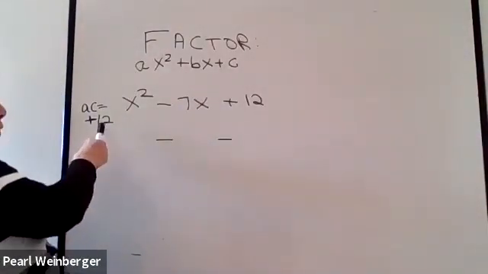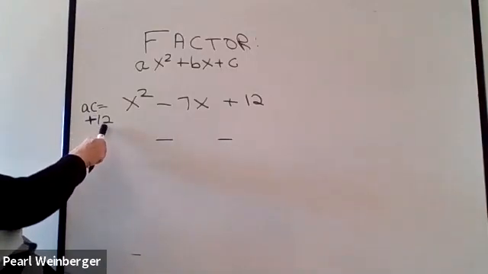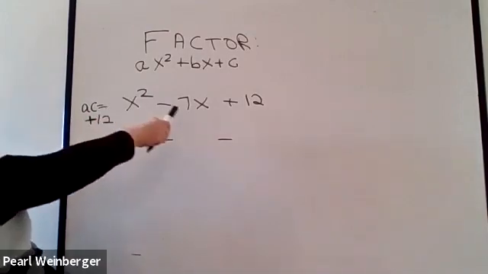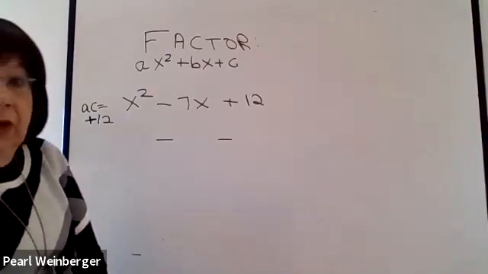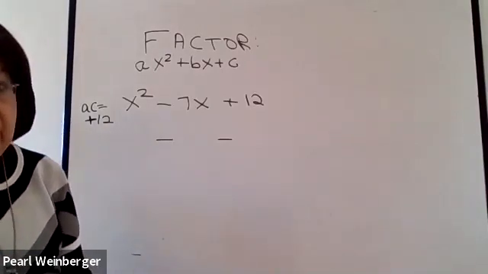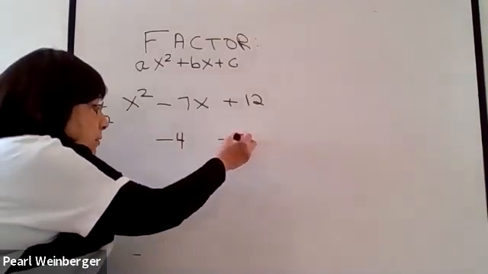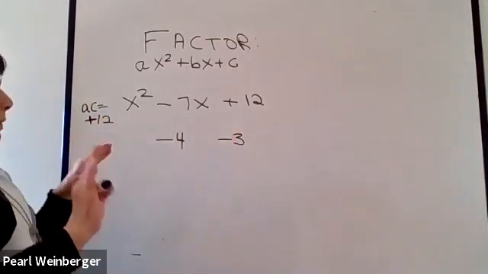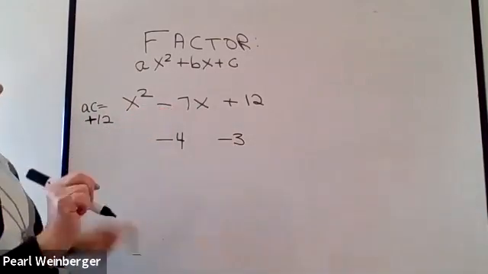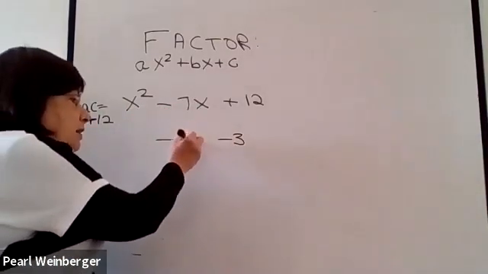Then I look for two numbers that multiply to 12, because that's what my AC is, and this is plus, and add to 7. What multiplies to 12 and adds to 7? Obviously, that's 4 and 3. So I'm going to write my 4 here and my 3 here. Remember, I knew they were going to be minus because that middle term was minus. I have to put an x next to each of them.